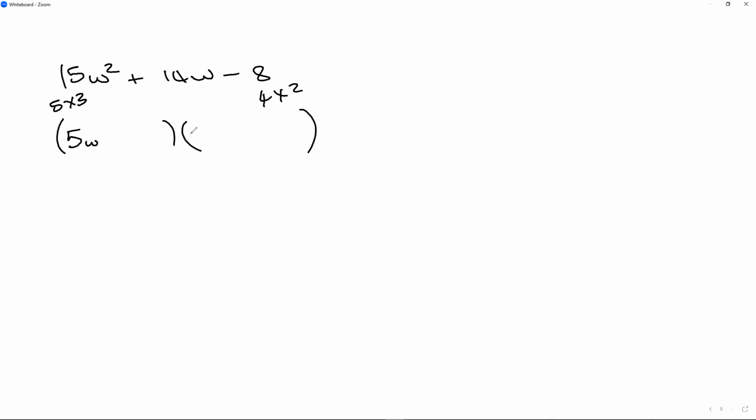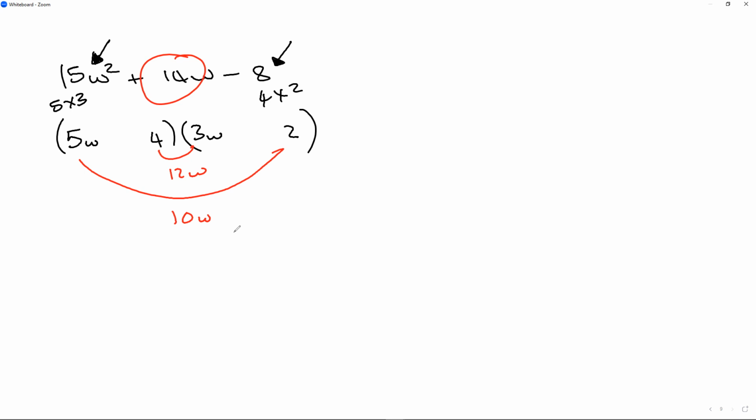So 5w, 3w. That'll give me 15w squared. 4 and 2. And that gives me 8. One has to be positive, one has to be negative. So let's do our quick test by multiplying the outer 2 and inner 2 terms together. So this is going to be 10w, 12w, and there's no way I'll get to 14. So we know that's not going to work, right?